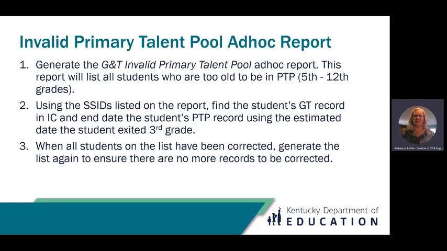record using June the 30th and then the estimated year the student will end their 3rd grade year. When all students on the list have been corrected, generate the list again to ensure there are no more records to be corrected.